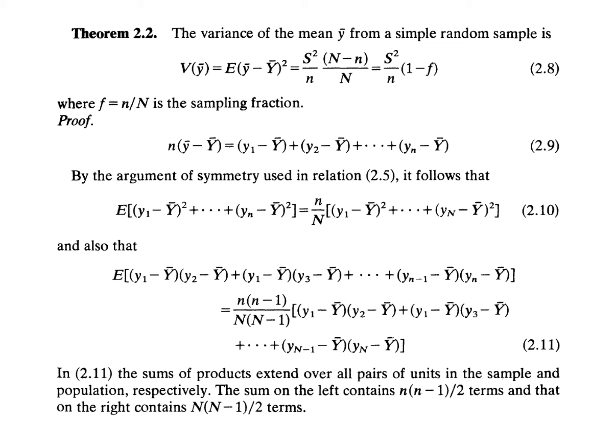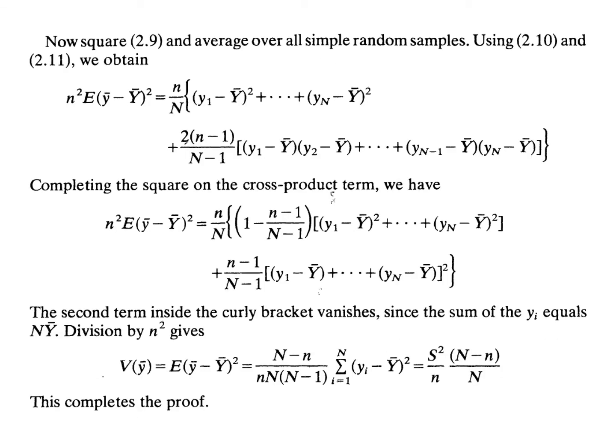In 2.11, the sums of the products extend over all pairs of units in the sample and population respectively. The sum on the left contains n times (n minus 1) over 2 terms, and the right side includes N times (N minus 1) over 2 terms. So now we can square 2.9 and average over all simple random samples using 2.10 and 2.11.